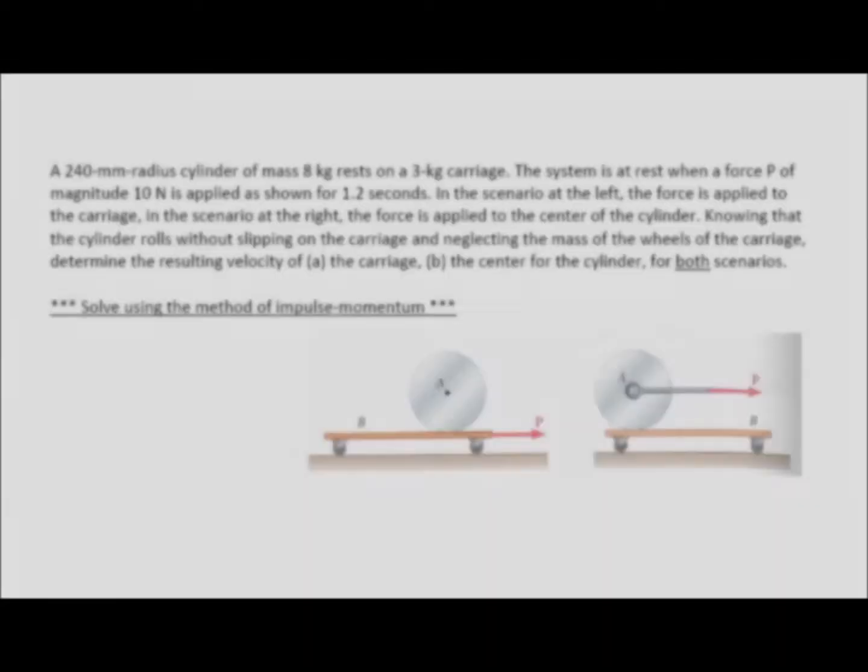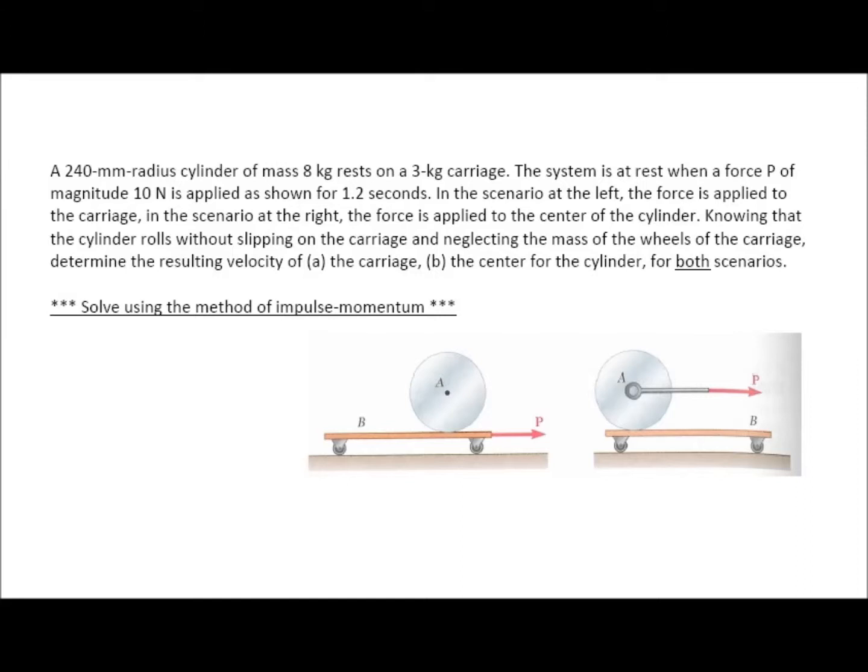We are given a 240 millimeter radius cylinder that has a mass of 8 kilograms resting on a 3 kilogram carriage. The system is at rest initially when a force P with a magnitude of 10 newtons is applied for 1.2 seconds. In the first scenario, the force is applied to the carriage, and in the second scenario, the force is applied to the center of the cylinder. The cylinder rolls without slipping on the carriage, and we neglect the mass of the wheels on the carriage. We are asked to determine the resulting velocity of the carriage and the center of the cylinder for both scenarios.